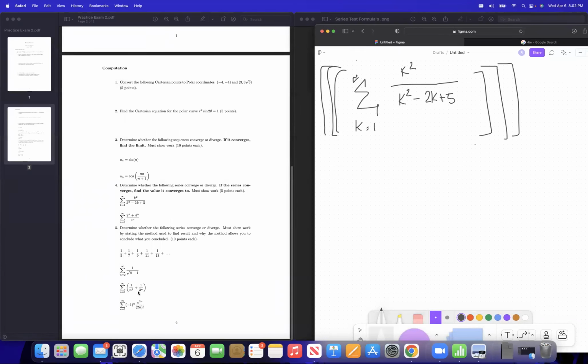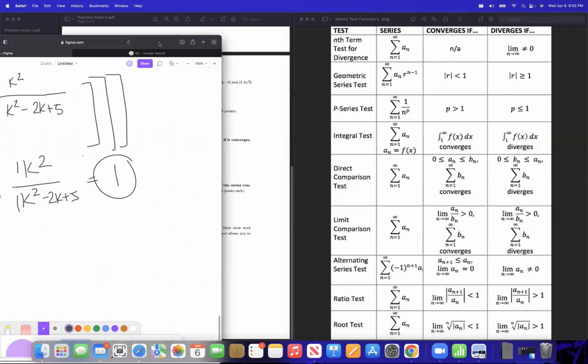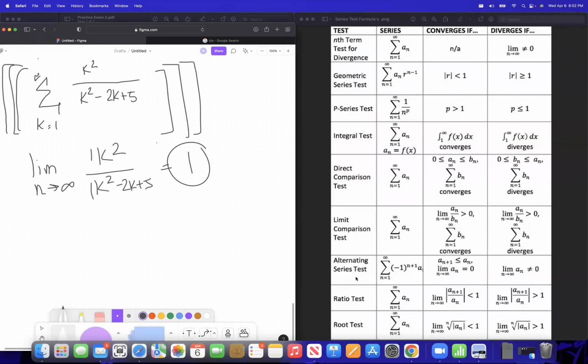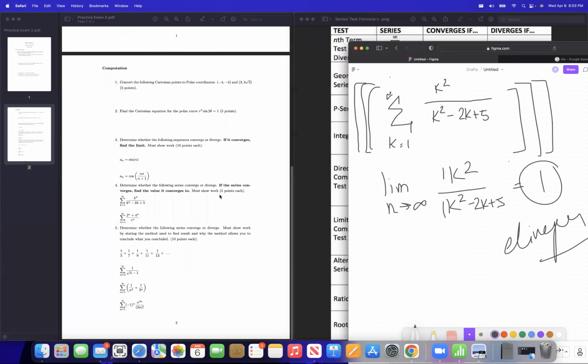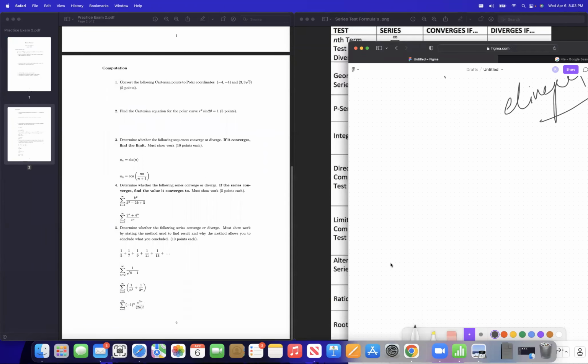In fact, you should probably be using the divergence test for every one of these before continuing onward. But the idea here is that if you take the limit as k approaches infinity of k squared over k squared minus 2k plus 5, this is equal to 1, right? Because when your exponents are the same, you divide the coefficients and you get 1. And the divergence test basically says that if the limit is not 0, then you diverge. So this one diverges. And that's why we don't even have to figure out what it converges to, because it diverges.